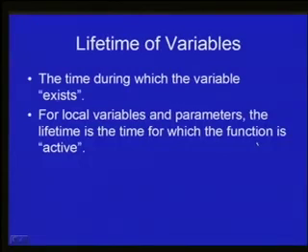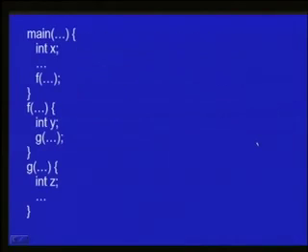For local variables and parameters, as we discussed last time, the lifetime is the time for which the function is active. Now, what do we really mean by a function being active? We have not really discussed this in detail in the last lecture. Let's do that now with the help of a simple example.